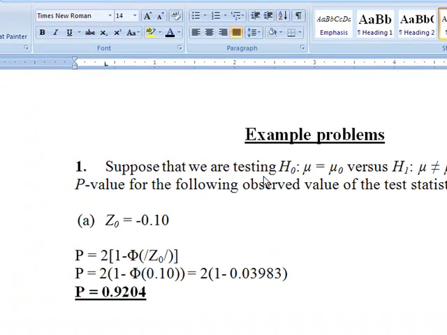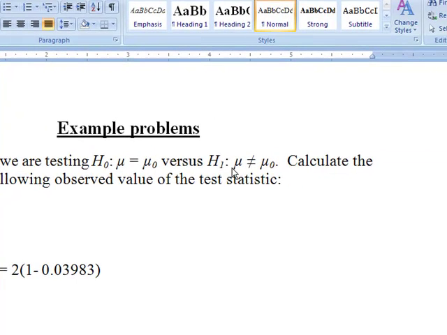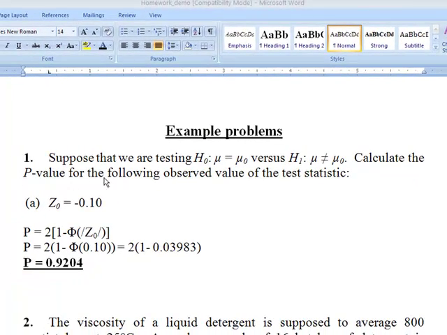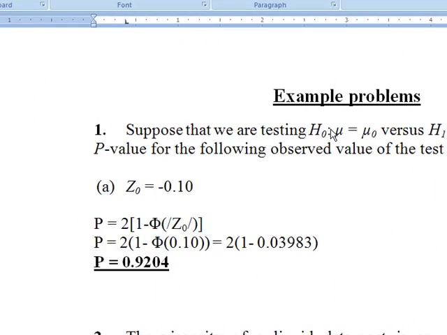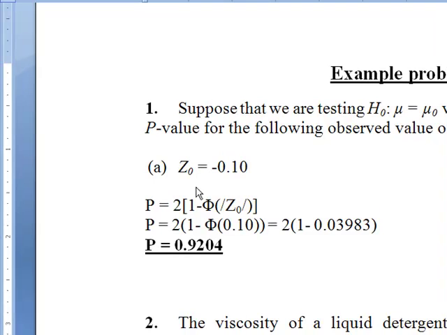Suppose that we are testing null hypothesis mu equals mu sub 0 versus alternative hypothesis mu is not equal to mu sub 0. Calculate the p-value for the following observed value of the test statistic. Now mu means mean, right? And the test statistic that is given is z sub 0, which observed value of z sub 0 is equal to minus 0.10.